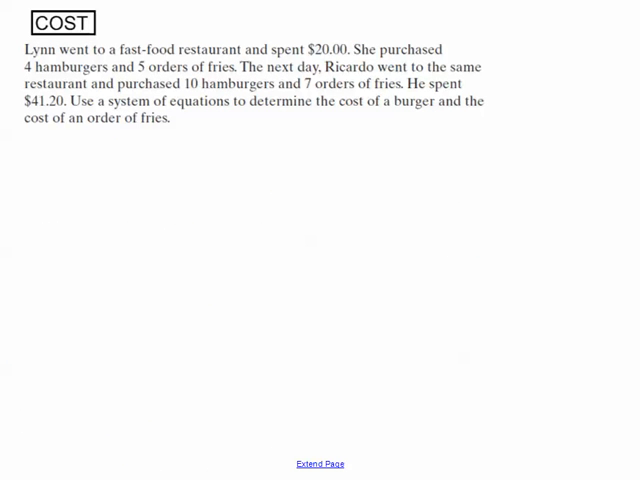All right, so here's our situation. Lynn went to a fast food restaurant and spent 20 bucks. She got 4 hamburgers, 5 fries. Next day, Ricardo went to the same restaurant and got 10 hamburgers and 7 fries. He must have been hungry. He spent $41.20. Use a system of equations to determine the cost of a burger and the cost of an order of fries.